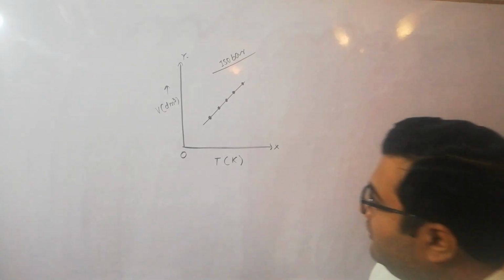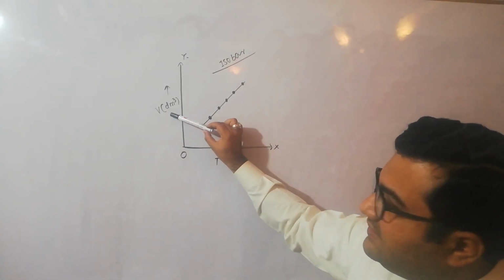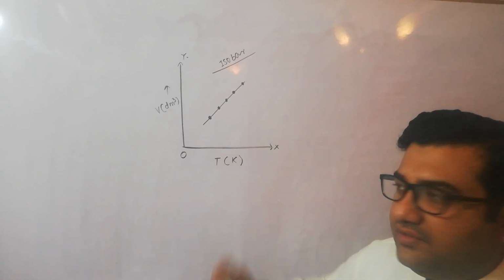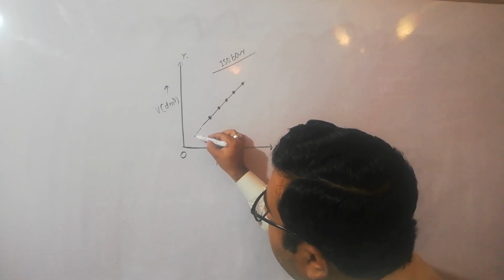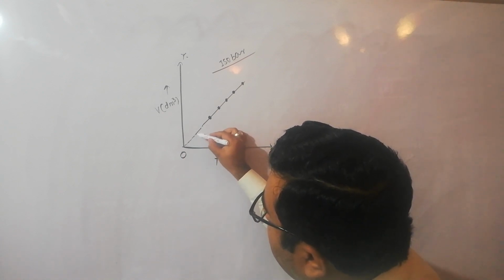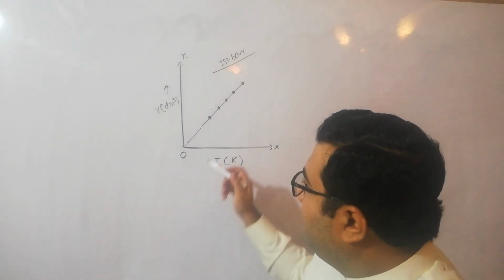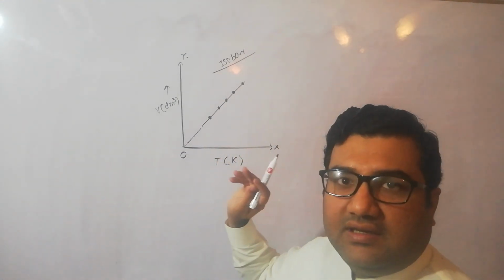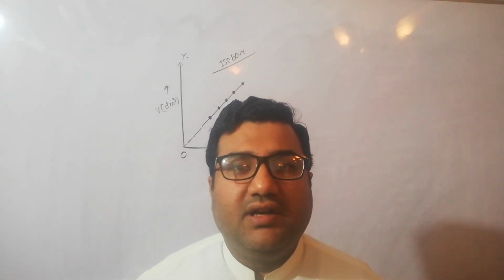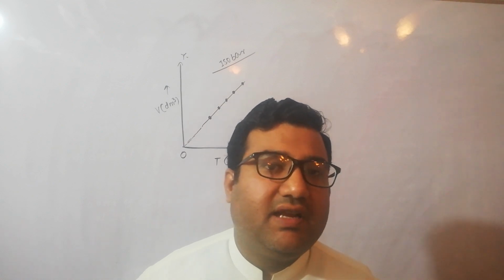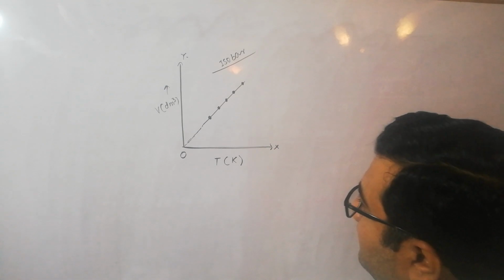Why? Because 0 Kelvin is not achievable, and the volume of the gas is not going to be 0 at any cost. But if we extrapolate it, extrapolation means we are going beyond our scale or beyond our practical values, then it does touch the origin, which means that theoretically it is correct that at 0 Kelvin the volume of the gas will be 0, but practically due to some limitations it is not possible.